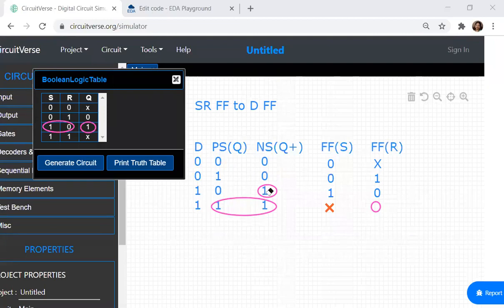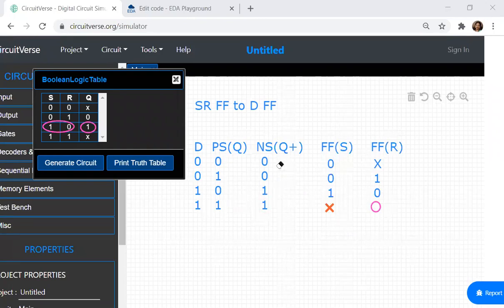It is the excitation table conversion from SR flip-flop to D flip-flop. Okay, we have to see this and write it. So what inputs did I get? S will be 0, R will be an X state, S will be 0, R will be equal to 1, S is equal to 1, R is equal to 0, this is X and 0.